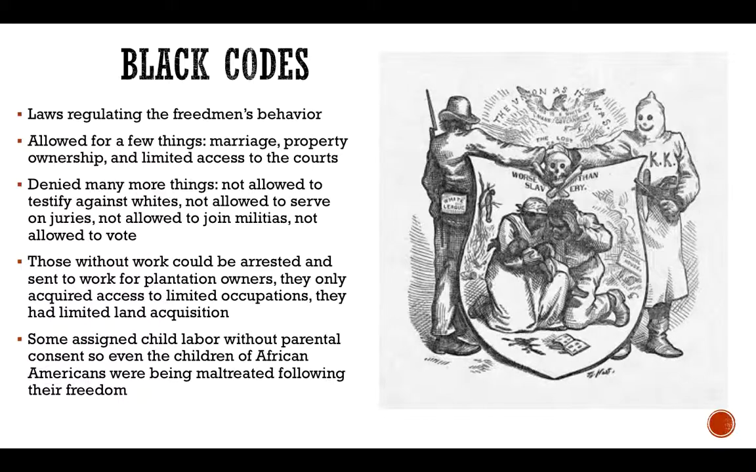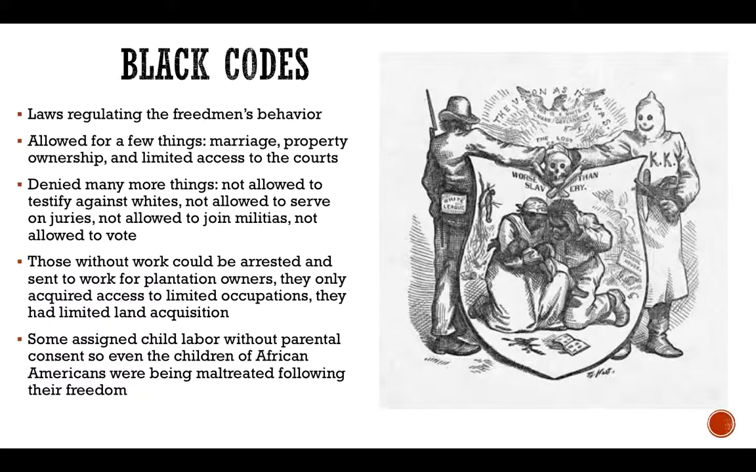The Black Codes are laws regulating freedmen's behavior. So these are laws that go against African American people following the war. It did allow for a few things. It allowed for marriage, property ownership, but it did limit the access to the courts. It was seen as expanding access to the courts at this point, but it was a very small access window, and this is where the Freedmen's Bureau comes in to help adjudicate things that needed to go to court.